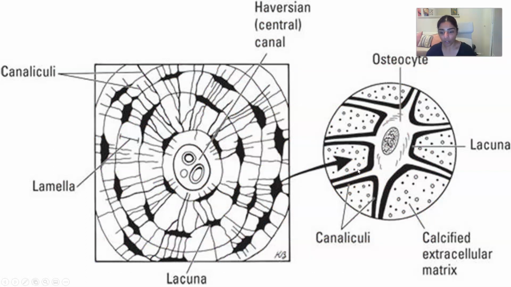Now, the reason why I'm showing you so many of these different pictures is because an exam question will ask you to label each of these structures and identify them. So it's important that you're able to see different images and get used to looking at the different structures of compact bone.